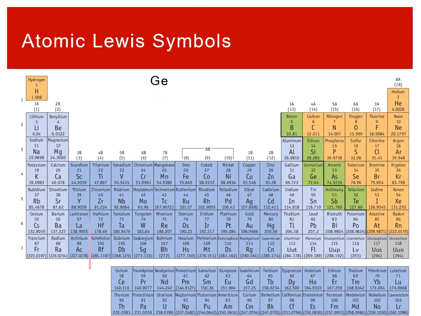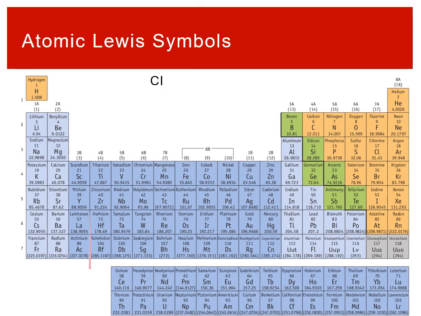All right, next I have germanium right here. Germanium is in group 4A, so it has 4 valence electrons. So my germanium symbol is Ge, and I put those dots 1, 2, 3, 4, all around the outside of the atom, and we can see they are not paired up. If I have 4 or less, I do not pair up the electrons. I just put them out as single dots around the atomic symbol.